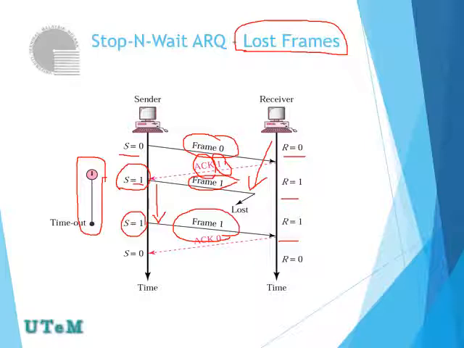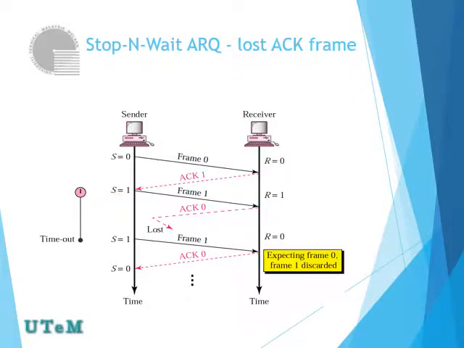At the receiver side, there is no period of time and no waiting time. It will wait until it receives the expected frame. So now it received frame 1, and this is the expected frame. So it will reply with an ACK frame and request the next frame. Okay, and that is the situation for the lost frame from the sender.